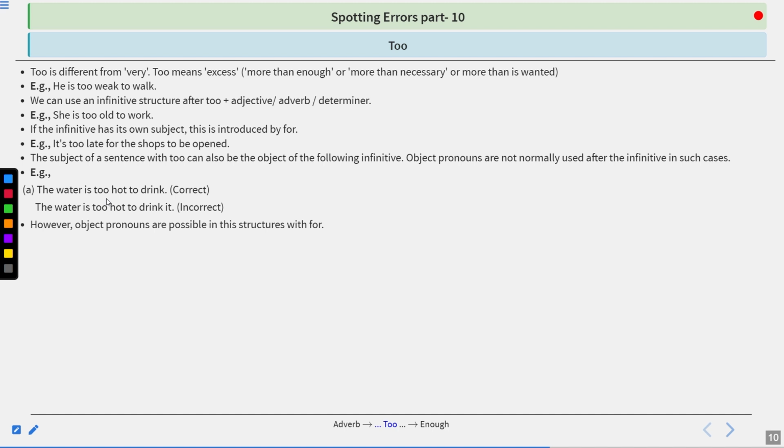However, object pronouns are possible in this structure with for. But with for, object pronouns are possible. Example, the water is too hot for us to drink it. You can omit it as well. If you write without it, it would be correct.